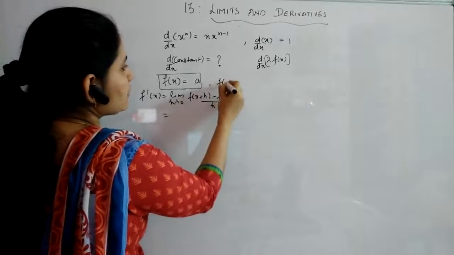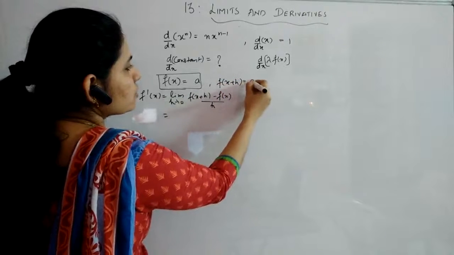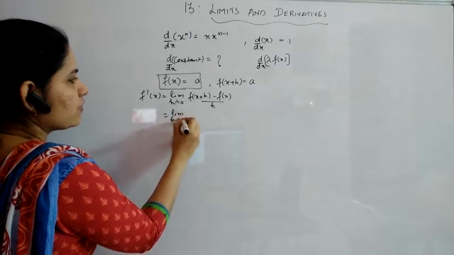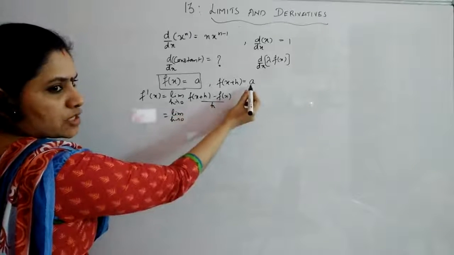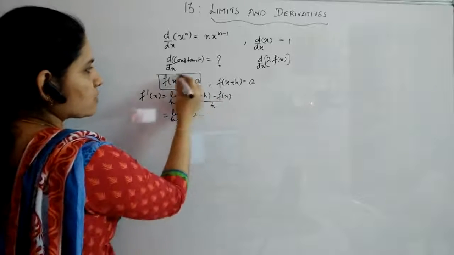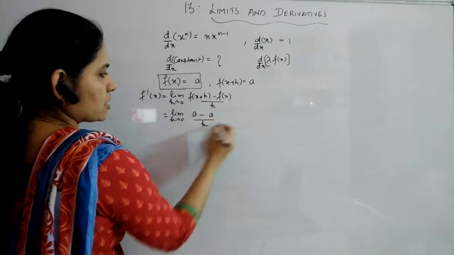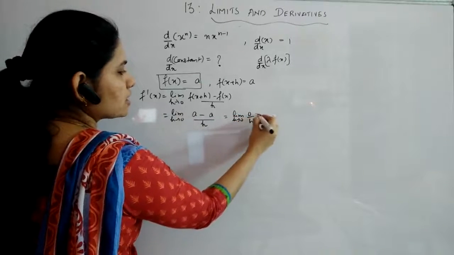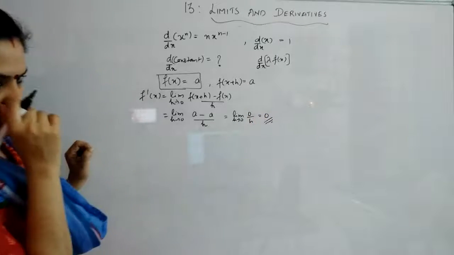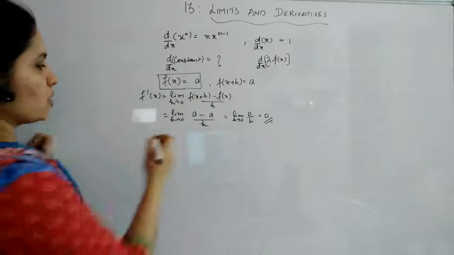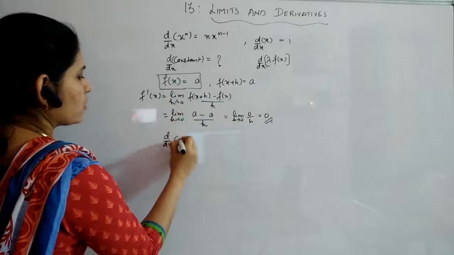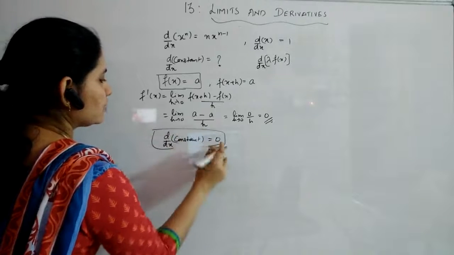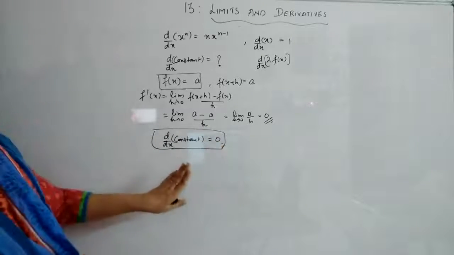That means if I write f of x plus h, then also the value will not change, it will be a again, right? So if I am substituting here in place of f of x plus h, I have to substitute a only, minus what is f of x, again a, by h. So what you are getting is 0 by h, and since the numerator is 0, you will write 0. Okay, so the derivative of a constant, d by dx of a constant is nothing but 0. Okay, derivative of a constant is 0.